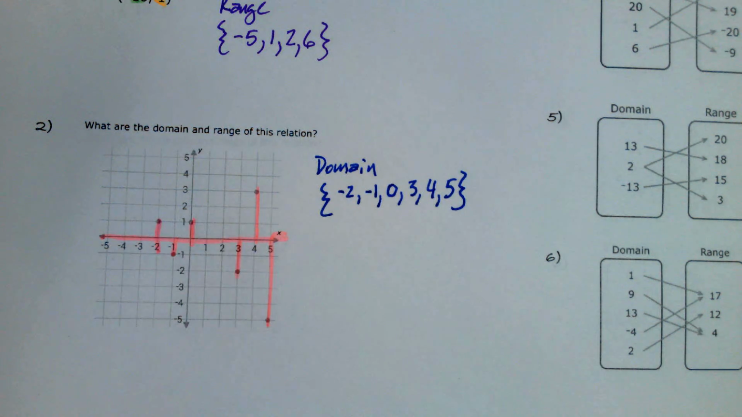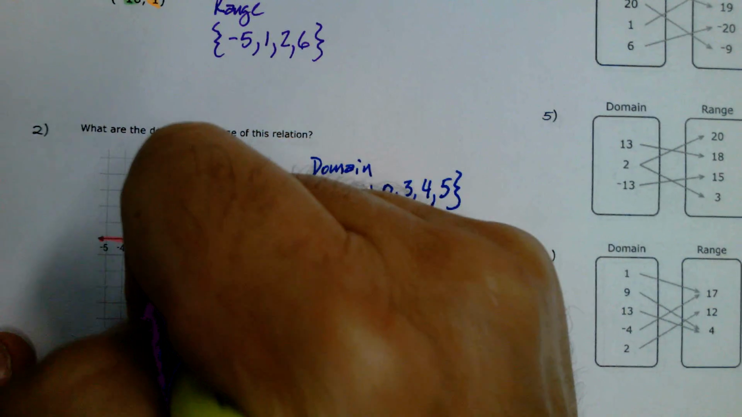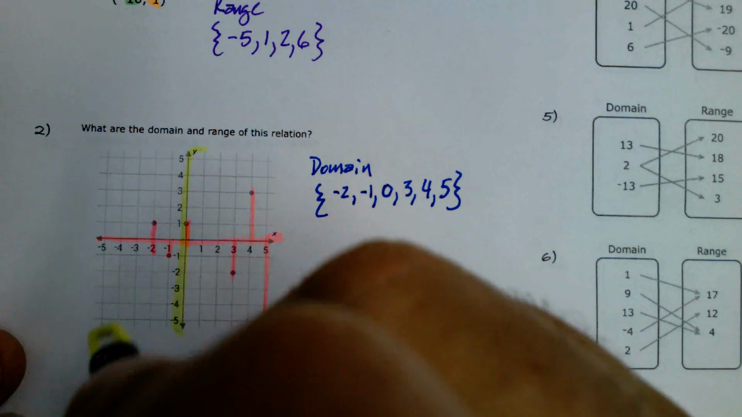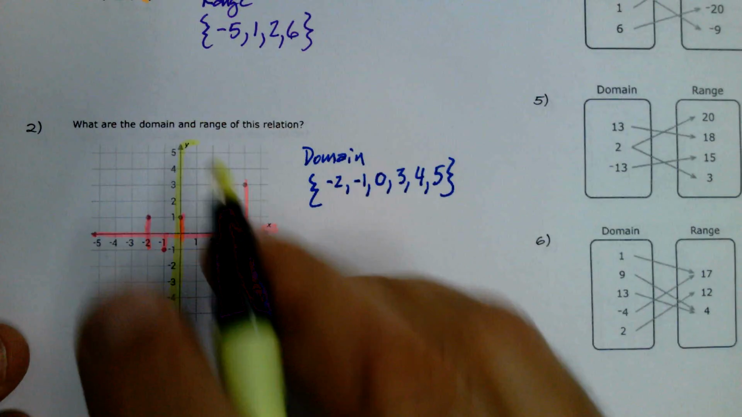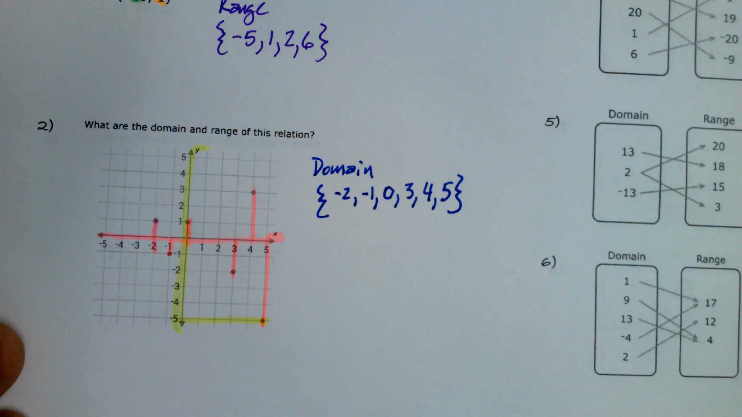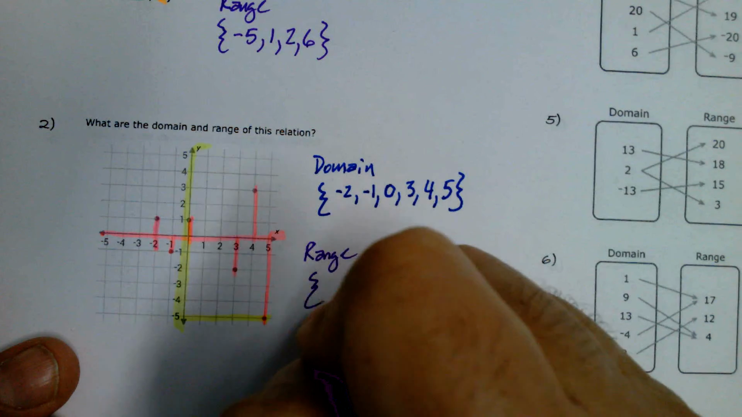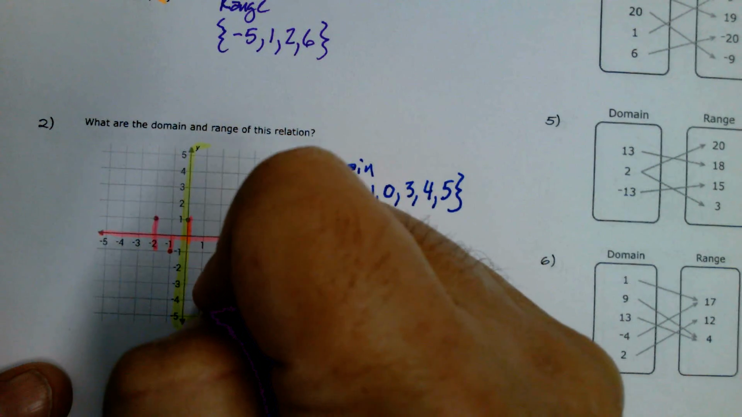Now for the range, we're looking at the y-axis. The y-axis is vertical, right? It goes straight up and down. So let's work our way on this one. We'll go from the bottom all the way up to the top. So let's see. First we have -5. So this is for our range. And then we have -2.